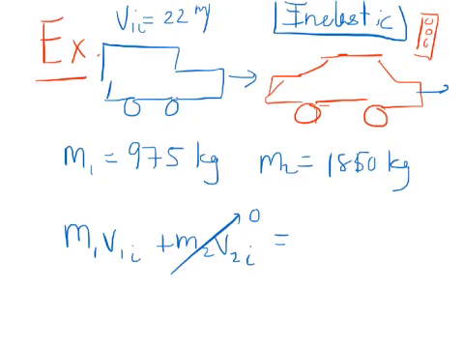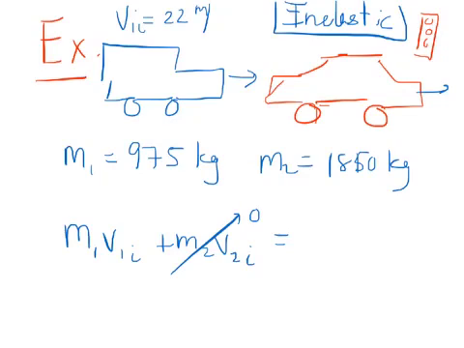The second object is at rest, waiting at the traffic light, stopped, so there is no V2I, so we can put that as 0. So we're looking for the final velocity? We're trying to figure out the final velocity of the cars afterward when they're stuck together.